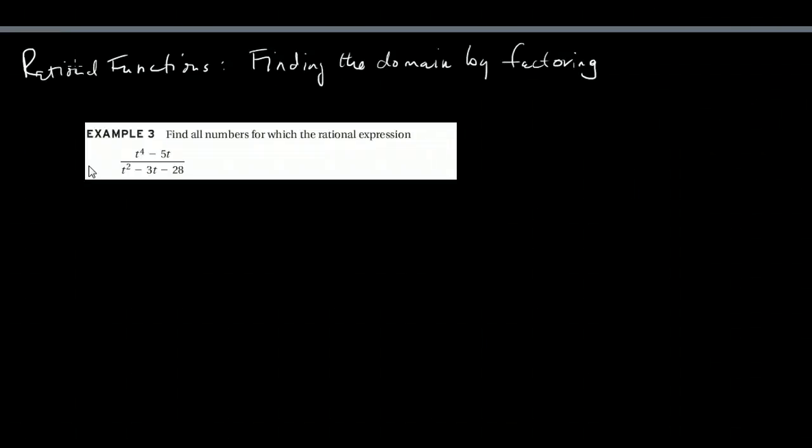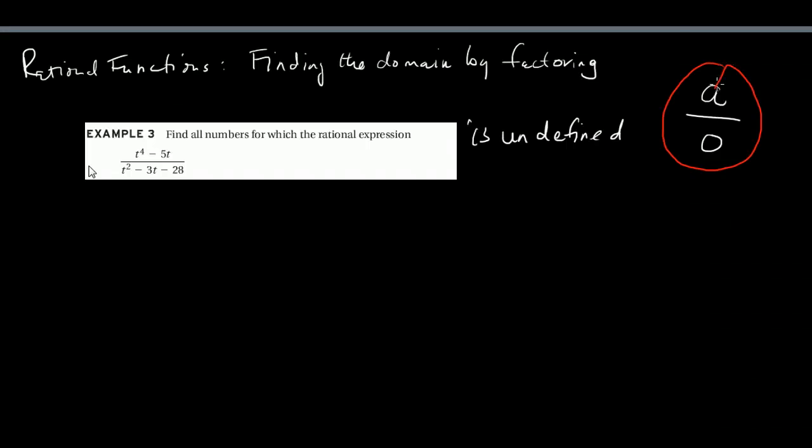In this instance, we are asked to find all the numbers for which this rational expression is undefined. Now remember, a rational expression is undefined when I have it divided by 0. This is verboten. This is not allowed. Dividing by 0 causes the universe to implode.